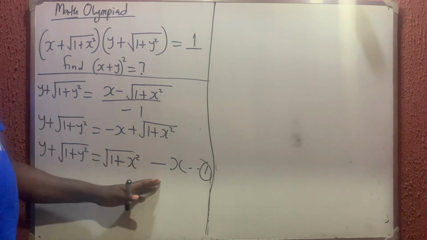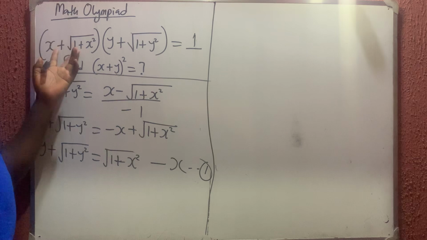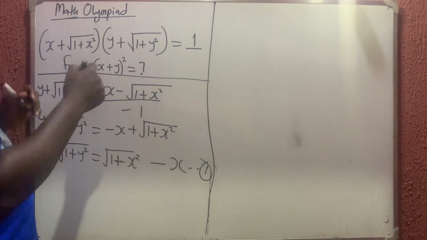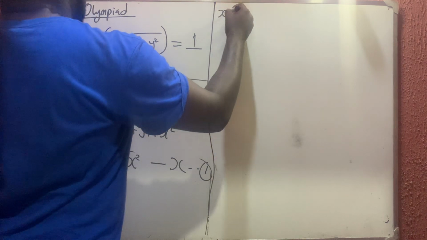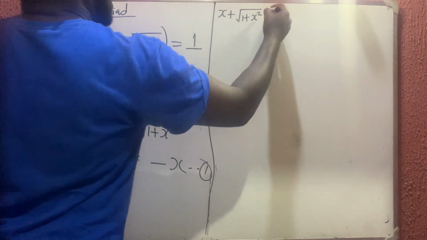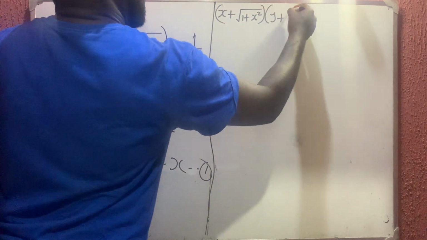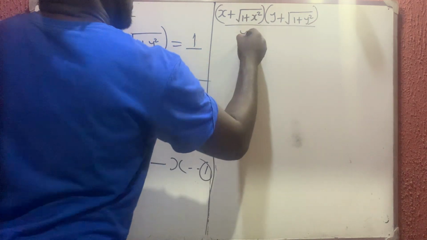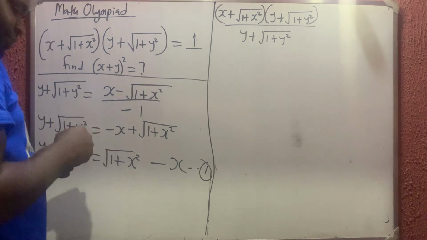Okay, now this is our equation 1. Now, we made this the subject of the formula. Now, let us make this the subject of the formula by dividing both sides by this. Let's repeat what we did in reverse form. So I'm going to have that this is (x + √(1 + x²)) multiplied by (y + √(1 + y²)), now divided by y + √(1 + y²).